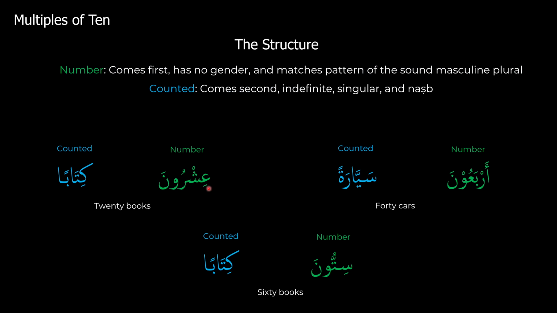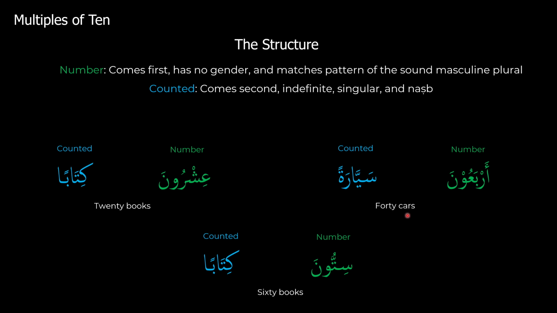So here we have عشرون كتابا. So the number comes first. It's going to have no gender, and it's going to have the pattern of the sound masculine plural. That's why we have the una ending for rafa, right? And then if it was in nasb or jar, it would have the ina ending. And then after that, we have the counted, and this is just going to be indefinite, singular, and nasb. So this becomes 20 books.